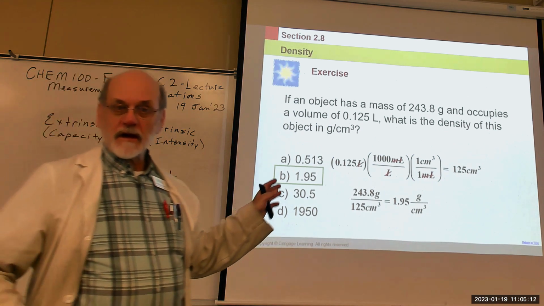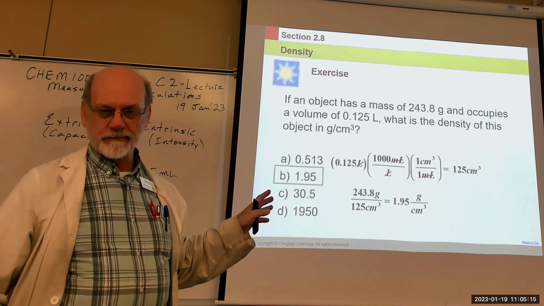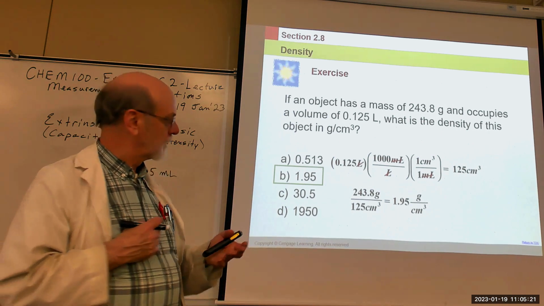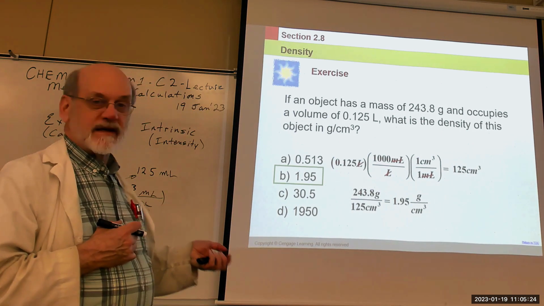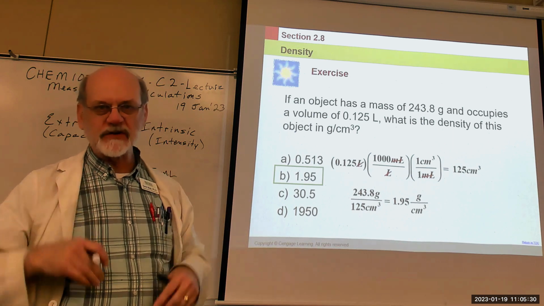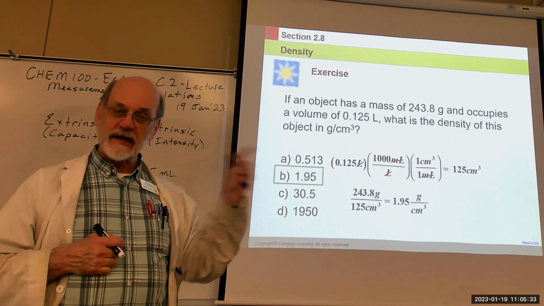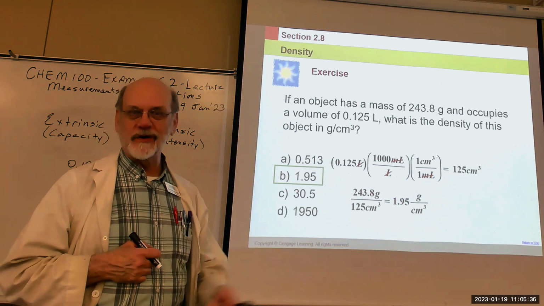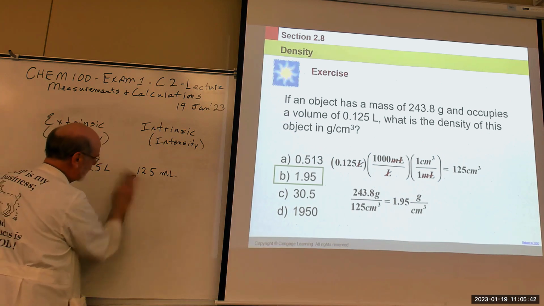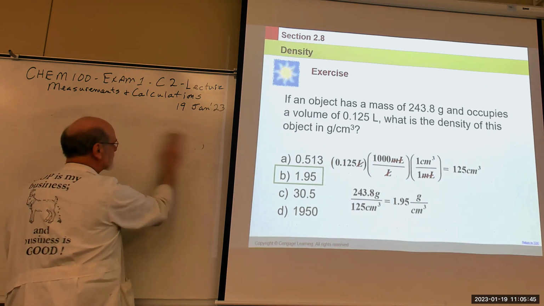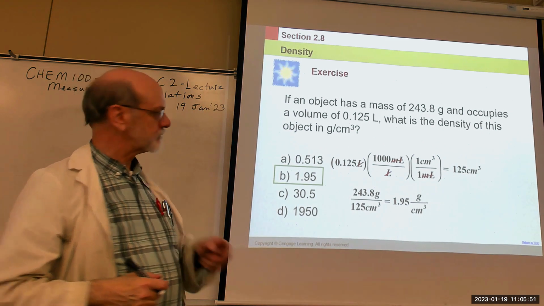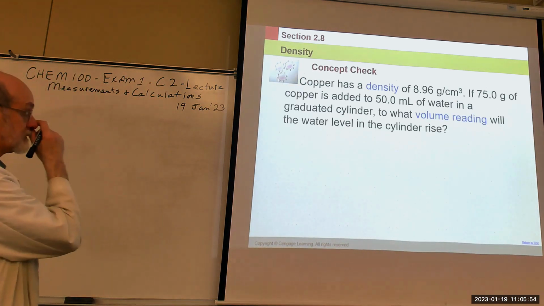So, interesting question. Will this object sink or float in water? That depends on Archimedes' principle. This density is almost twice as much as water. Water is 1 gram per cubic centimeter, give or take. So if we throw this thing into water, it will sink like a rock. It may be a rock, we don't know. But if the density is less than 1, then the object will float.